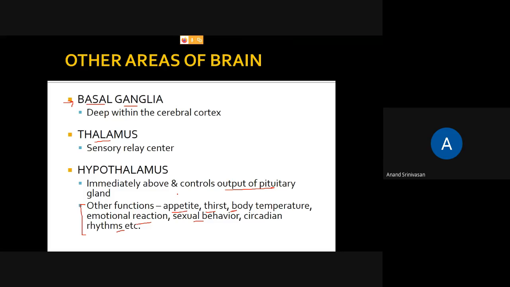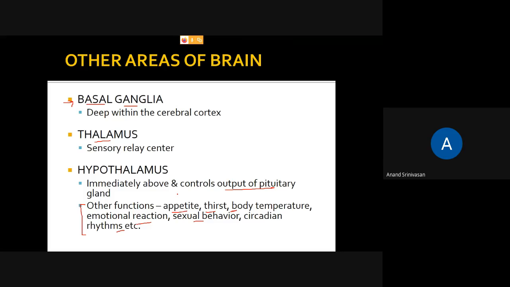Temperature maintenance, we feel hot, cold. Emotional reactions, laugh, cry, sad. So all those emotional reactions, sexual behaviors, circadian rhythm. What is circadian rhythm? We sleep in the night and wake up in the morning. So that's the normal routine. That is the circadian rhythm.